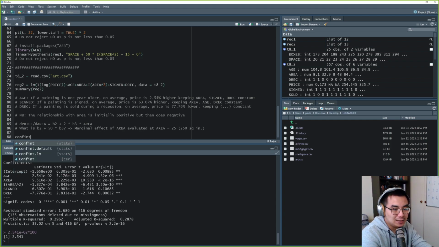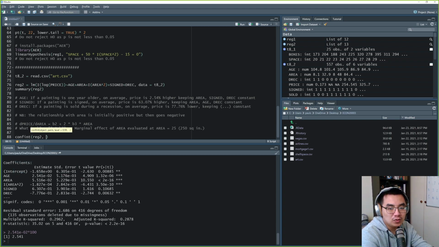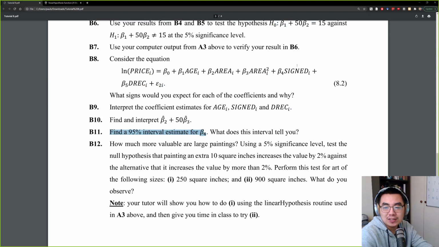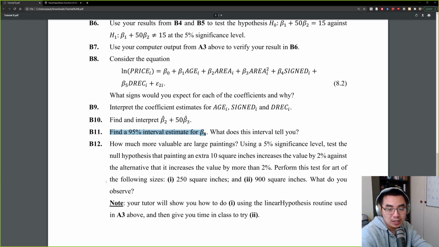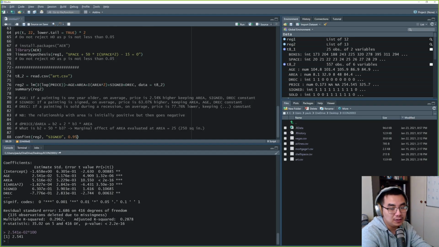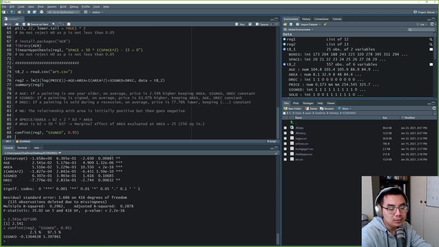Okay, 95% interval for beta 4. Conf int. Okay, reg 2 parameter is, what's beta 4? Beta 4 is signed. So you put in here, brackets, in quotes, signed. And then you put what probability you want. So you want a 95%. So you put 0.95 here. Okay, and you get the confidence interval for signed.